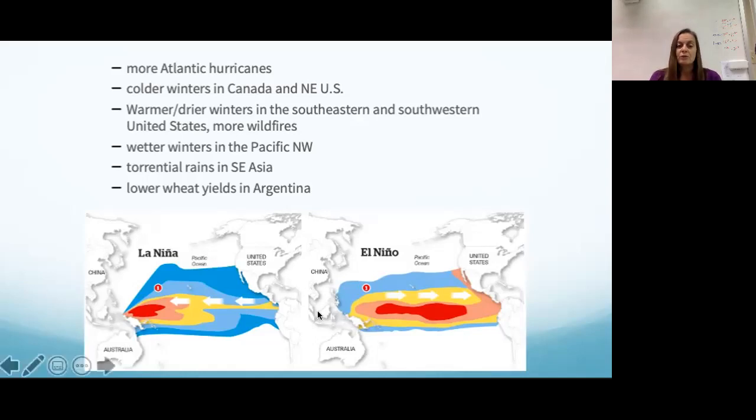This can lead to torrential rains in Southeast Asia, those monsoon seasons that cause flooding and landslides, and it can affect crop yields in all of South America.